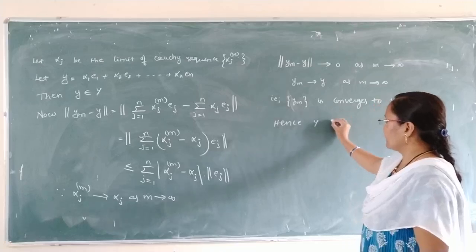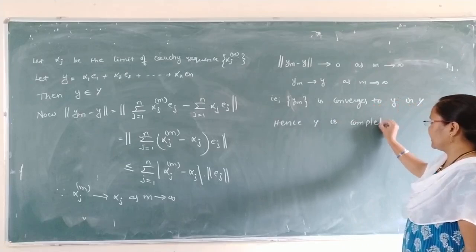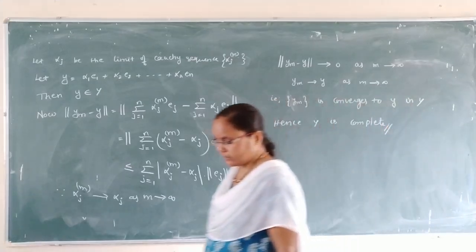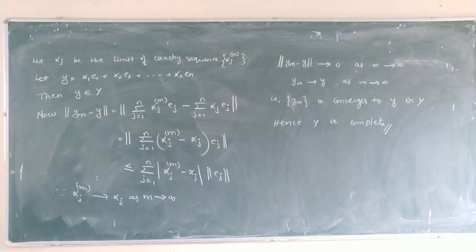So our next line is: hence Y is complete. This is our required second bit. Later I will explain our third bit.